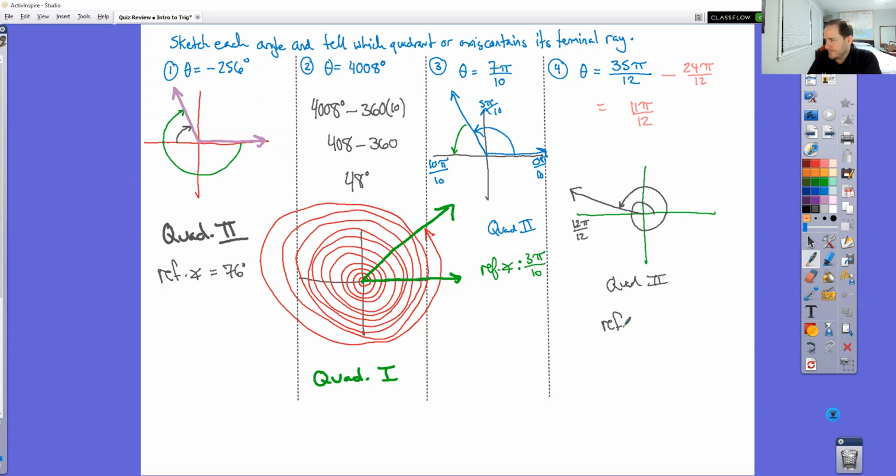And just for practice with reference angles, the reference angle would again be just the difference between the 11 pi over 12 and the 12 pi over 12. So it's 1 pi over 12.